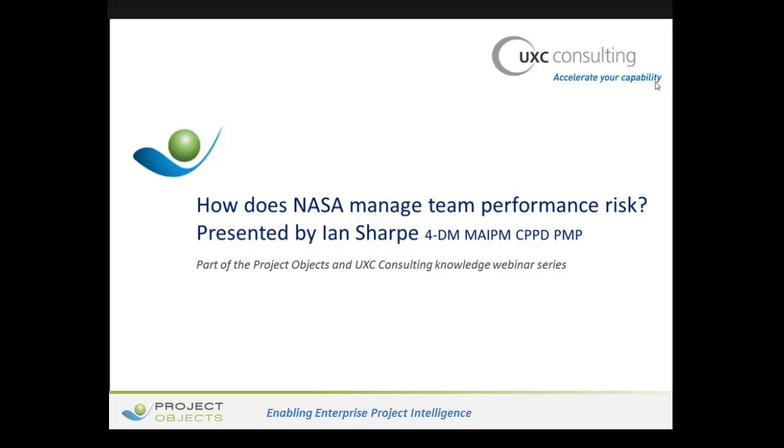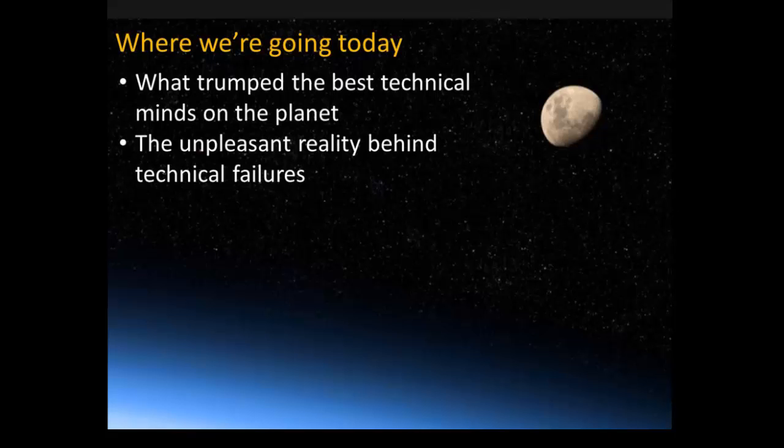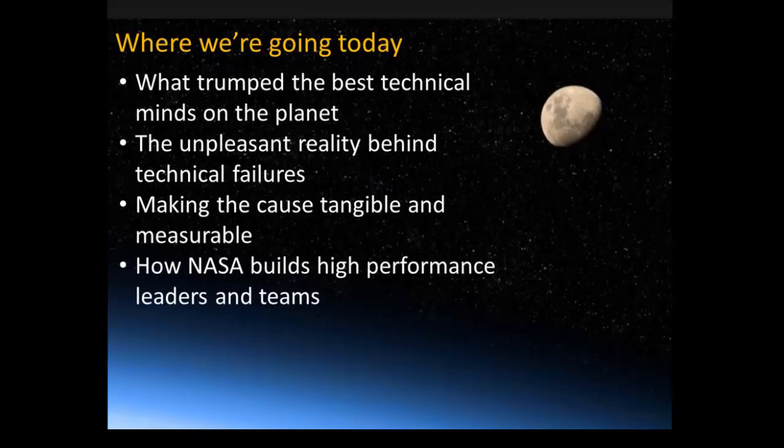So we're going to be talking about a number of aspects in the presentation today. To step through those, we're going to be talking about what trumped the best technical minds on the planet, including NASA, the unpleasant reality that's actually behind technical failures, and making the real cause of this tangible, visible and then measurable. Because if we can't, we have no hope of controlling this risk. What we're then going to look at is how NASA actually uses this cause to build high-performance leaders and teams through the process. And we're going to be concluding this session with some questions.